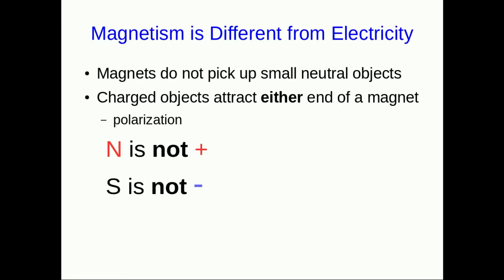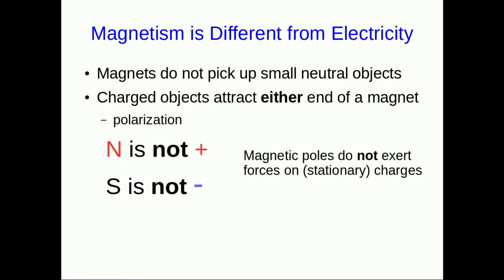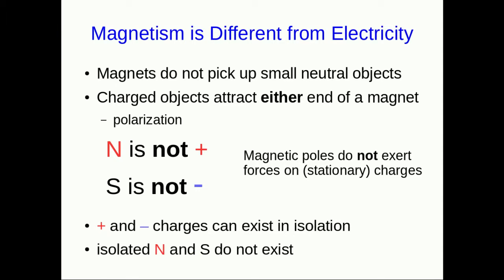Magnetic forces are not electrical forces. And the other big difference is that positive charges and negative charges can exist in isolation. You can have a charged object that is either positive or negative, but every magnet has both a north pole and a south pole. Isolated north and south poles don't exist. Well, we think they don't.